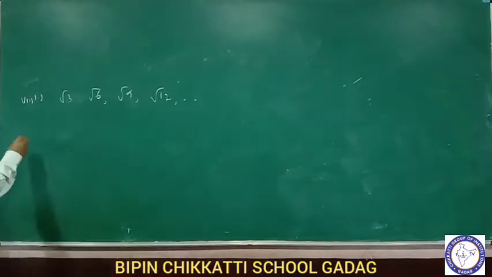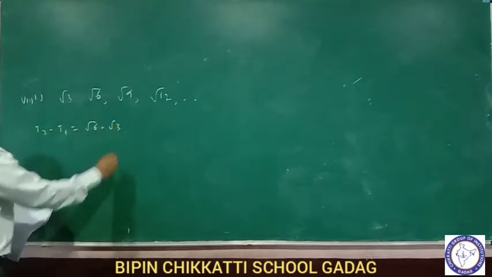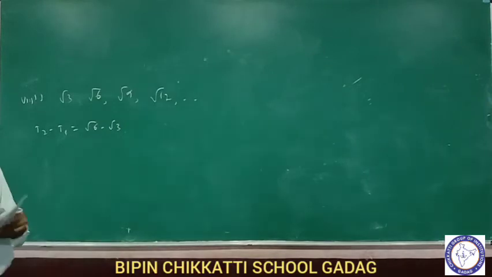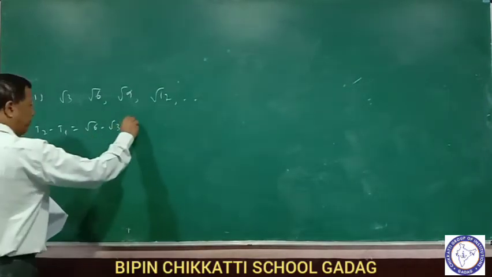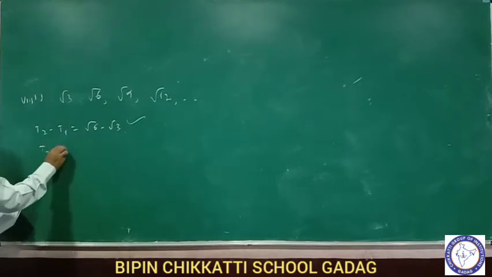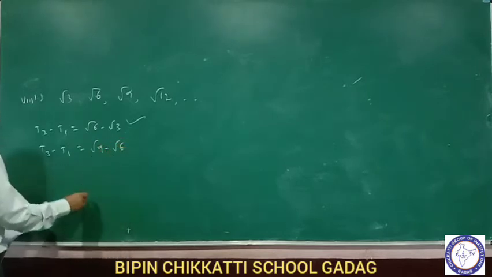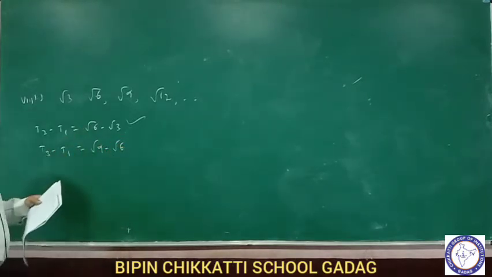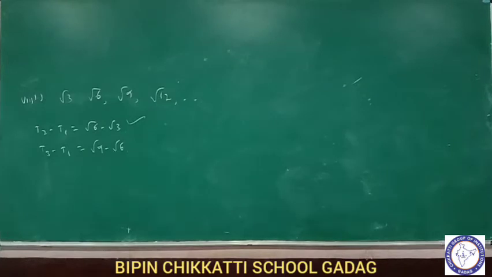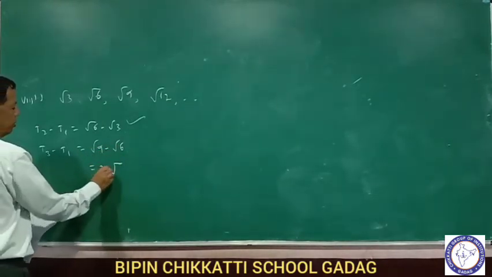So you see that whether it is an AP or not, you have to see that T2 minus T1, that is root 6 minus root 3. And what is the value of root 6 minus root 3? You cannot simplify root 6 minus root 3 any further. And next you have to see T3 minus T2, that is root 9 minus root 6. So here the differences are not the same. Root 9 minus root 6, at most we can write like this.